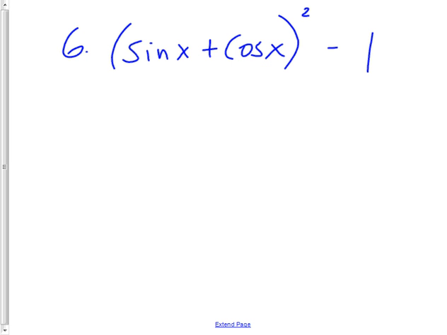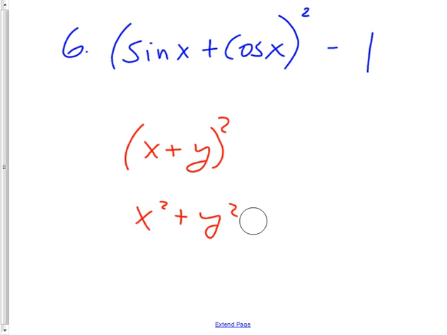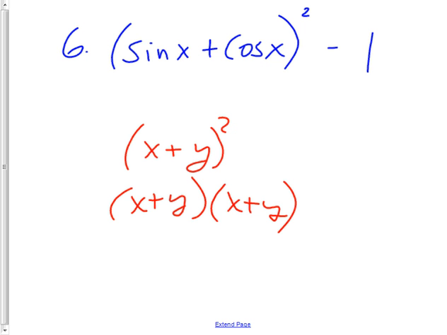A lot of people forget that it's not like this. If I have x plus y squared, that does not make x squared plus y squared. Do you remember how if you had x plus y squared, you'd have to break it up into x plus y and x plus y and then FOIL it out? Does that ring a bell? Same thing.